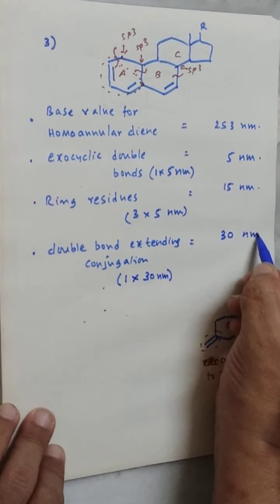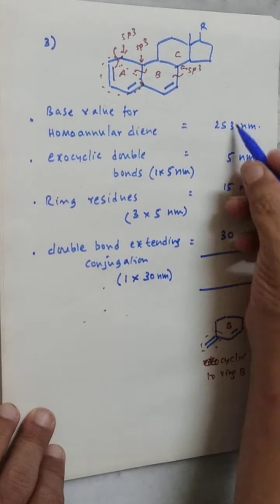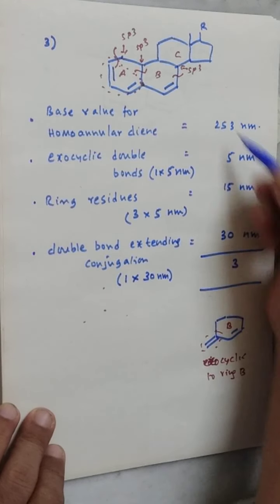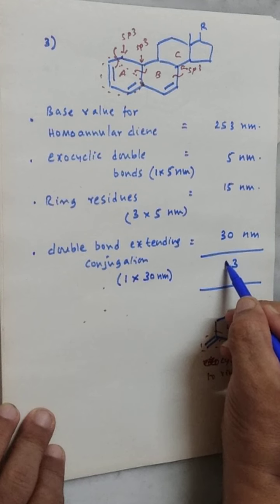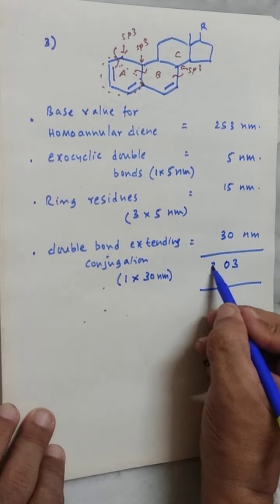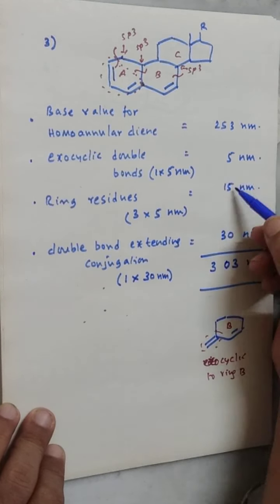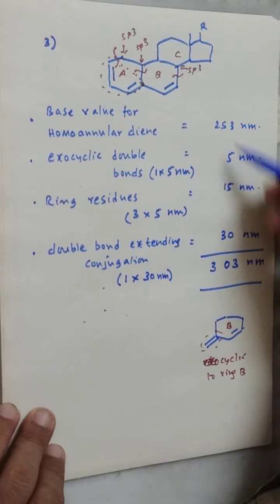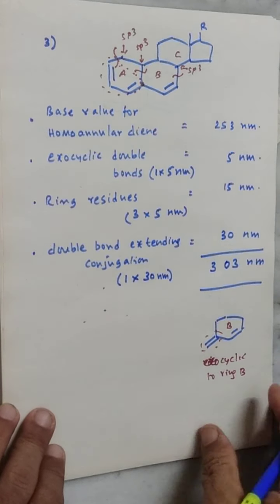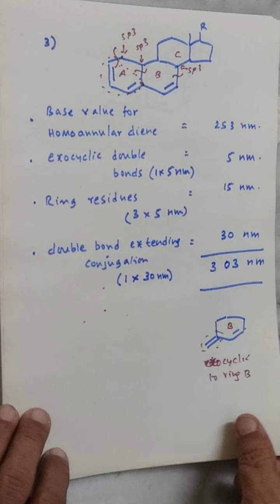So add all these things again. 5 plus 5, 10, plus 3, 13. 5 plus 1, 6, 7. 7 plus 3, 10. And then 2 plus 1, 3. 303 nanometers.